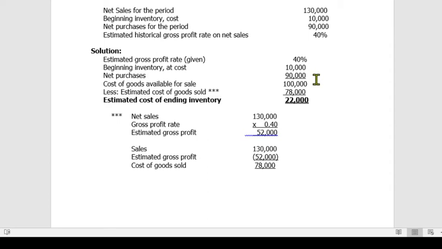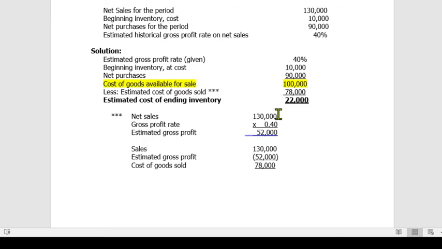The estimated gross profit rate is 40%. The beginning inventory at cost is 10,000. So let us first compute the cost of goods available for sale. How do you compute it? The beginning inventory plus the purchases. So your beginning is 10,000 plus 90,000 is 100,000 cost of goods available for sale. We cannot yet move directly to the cost of goods sold.